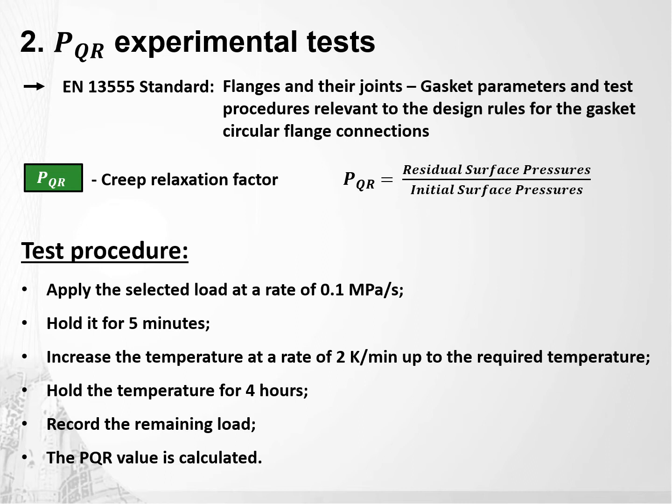The test procedure is quite simple. You apply the selected load at a specific rate, then you hold it for 5 minutes and increase the temperature at a specific rate to a required test value. You then hold the temperature for 4 hours and record the remaining load. The PQR is calculated as described earlier.